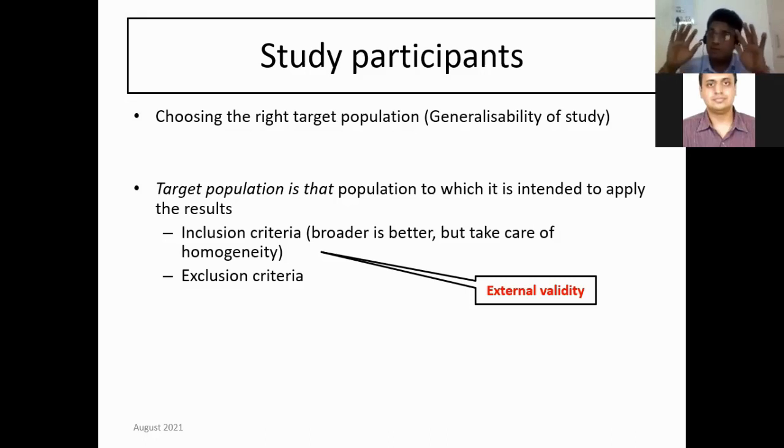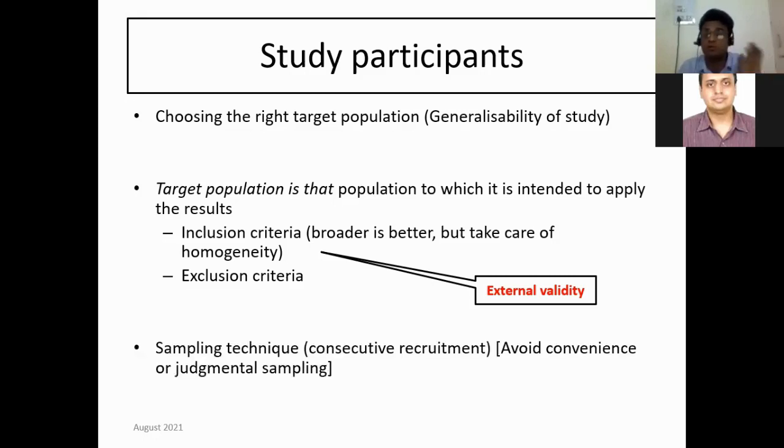So keep it a little broad. Don't keep your inclusion criteria very, very narrow, because once you do that, it's quite possible that you will not be able to generalize the results per se. Similarly, ensure that exclusion criteria are also framed in such a manner that you don't miss a major chunk, but yes, important confounding variables you are going to take care to exclude, right?